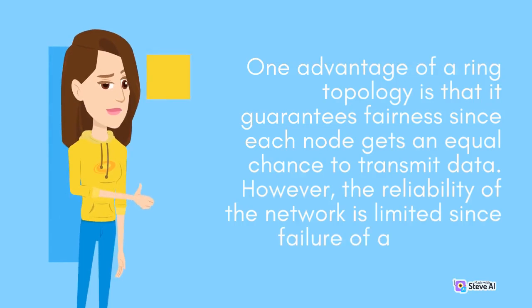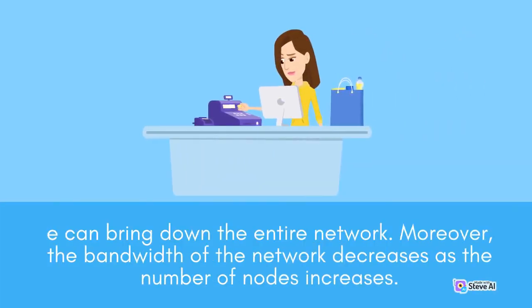One advantage of a ring topology is that it guarantees fairness since each node gets an equal chance to transmit data. However, the reliability of the network is limited since failure of a single node can bring down the entire network. Moreover, the bandwidth of the network decreases as the number of nodes increases.